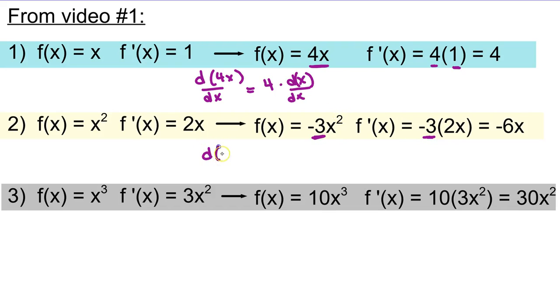So the derivative of negative 3 times x squared is the same as negative 3 times the derivative of x squared. It's like you could factor out that constant. And number 3 down here is the same. The derivative of x cubed was 3x squared, so the derivative of 10x cubed is just going to be 10 times 3x squared. You just multiply by that constant. That's all you have to do.